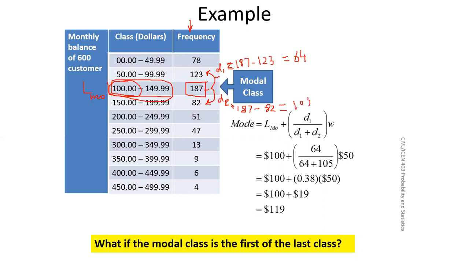So this we will put here. D1 was 64, I replace it here. D1 was 64, D2 was 105. So we replace D1, D2. LMO is 100 and W is still 50 because it's the class width. So we simplify and we got 119. And see, 119 is still in the modal class. It will not go out of the modal class. Any questions?